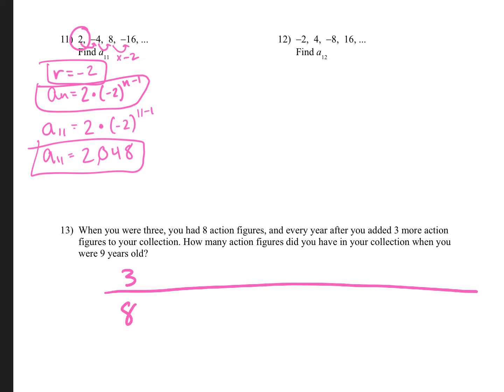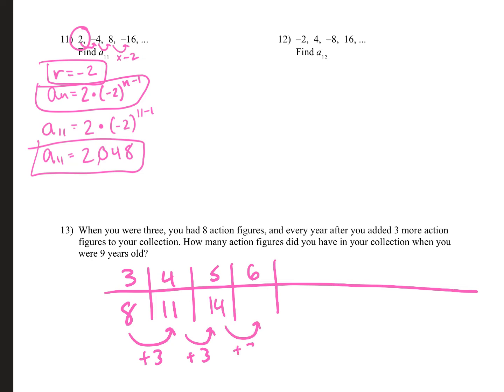And every year I add 3 more. So how many action figures would I have when I'm 4 years old? 11. How many would I have when I'm 5? 14, because we're just adding 3. What about when I'm 6 years old? 17. What about when I'm 7? Oops, this should be 17, sorry. And this should be 20, because I just add 3. What about when I'm 8? 23. And then how many do I have when I'm 9? 26.